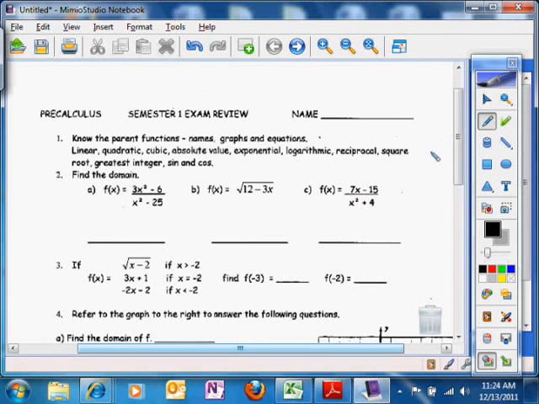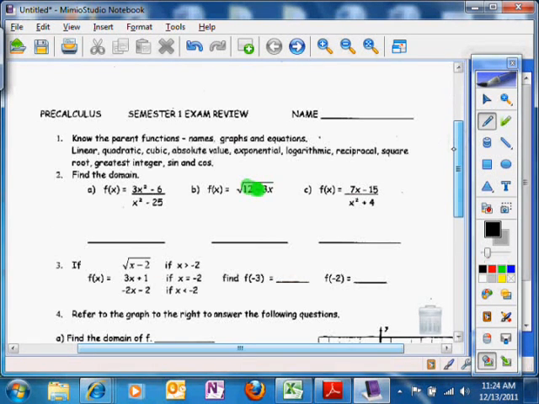Letter B of number 2 is a square root. This is where you take the radicand, the piece that is actually under the radical, and you set that greater than or equal to 0, because the radicand can be 0, because the square root of 0 is 0. So that's basically how you would work those three problems.